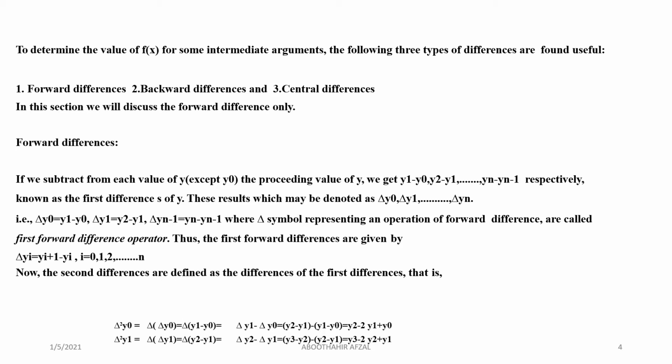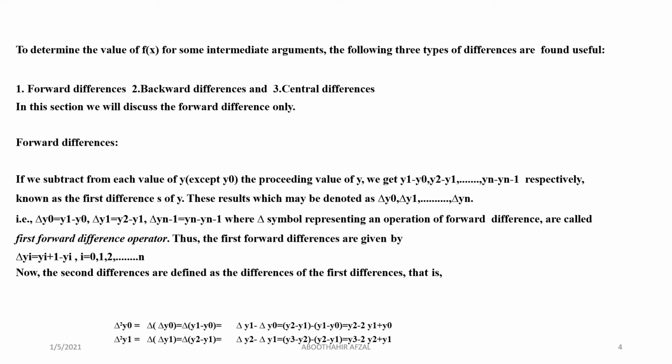These first differences are denoted by delta y0, delta y1, etc. up to delta yn. For example, if I ask you what is delta y0, you have to say y1 minus y0 is called delta y0. If I ask you what is delta y1, it is nothing but y2 minus y1. So a y value minus the previous y value is called the first difference. Now what is the first forward difference operator? This delta is the symbol that represents the operation of forward difference, and this is called the first forward difference operator.